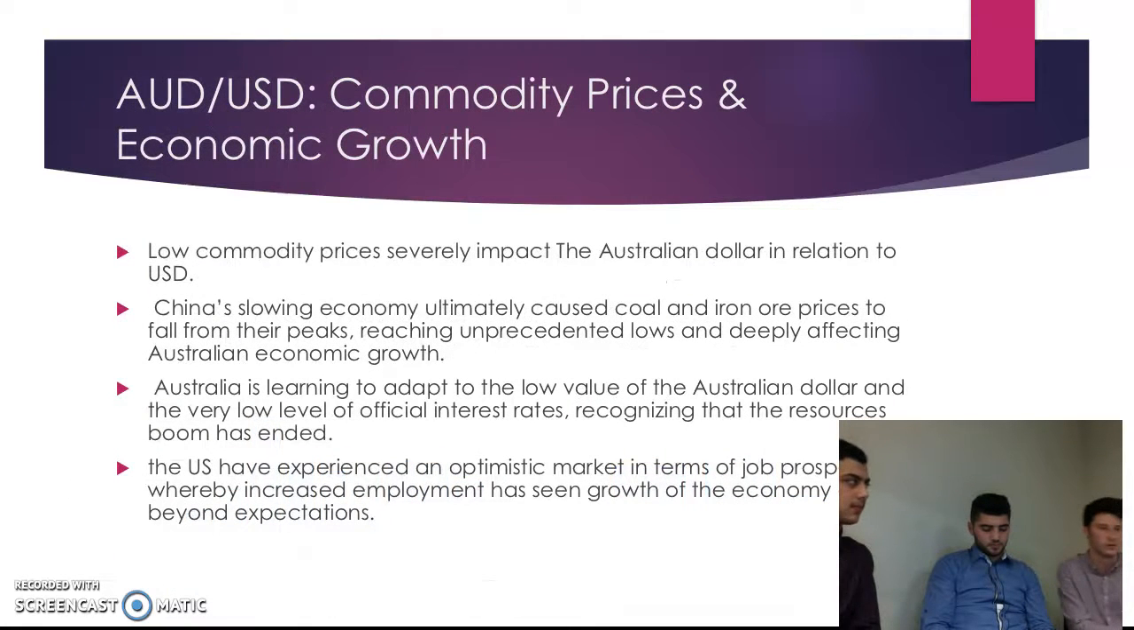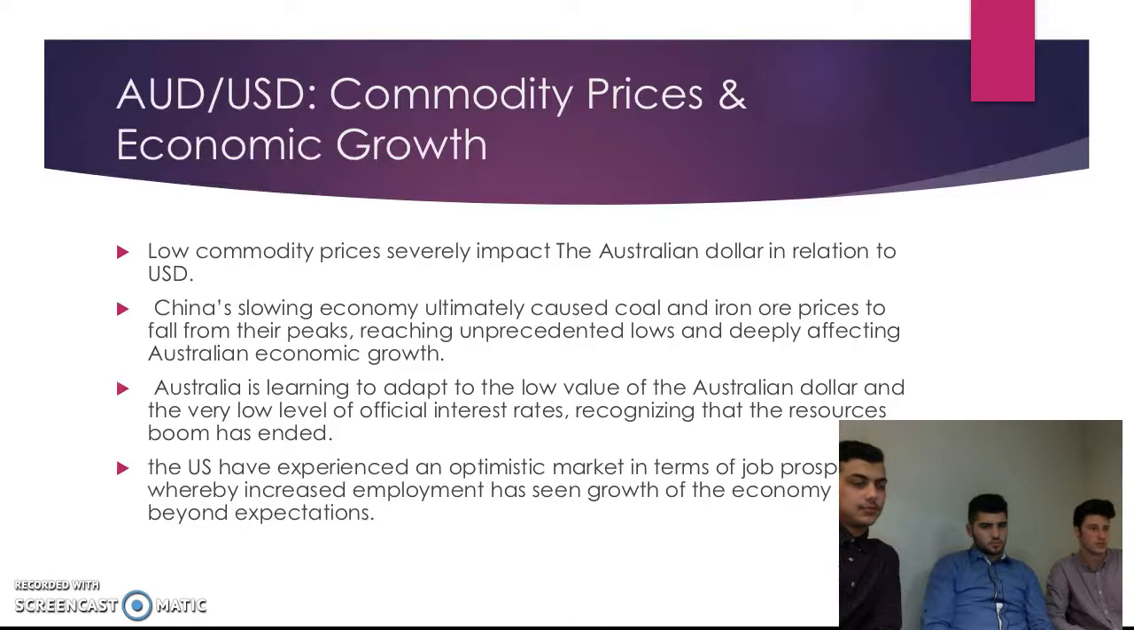It is also worth considering relative growth rates of the Australian economy in comparison to the US. Taking into account the commodity prices, low commodity prices severely impacted the AUD against the US dollar. The Chinese economy slowed and ultimately caused coal and iron ore prices to fall from their peaks, reaching unprecedented lows, and deeply affected the Australian economy. The AUD against USD exchange rate forecast for 2016 led mining companies to cut costs and improve efficiency, including wage cuts and cuts to jobs, as well as the imposition of no investments.